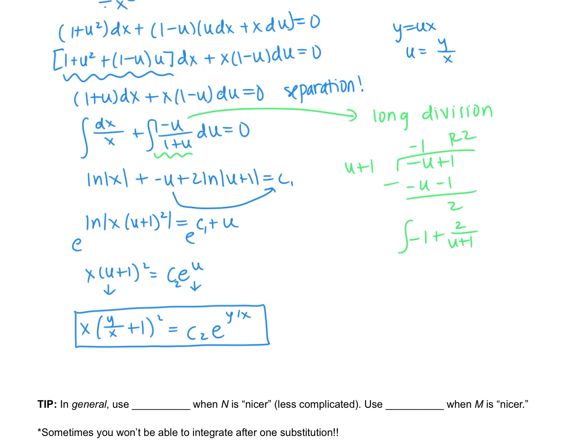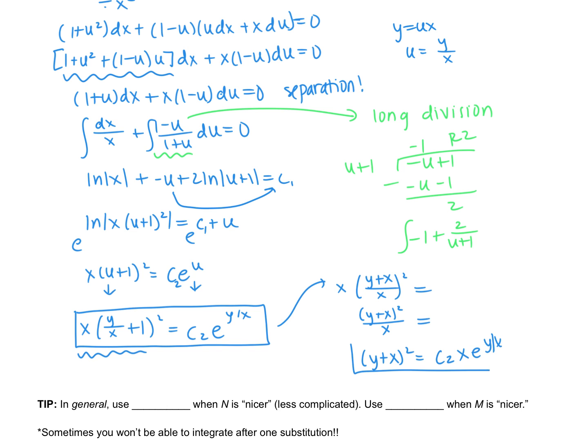Oftentimes what will happen is we will simplify this left side so we don't end up with that fraction y over x. So if you wanted to simplify a little bit more, this is the same as x multiplied by (y + x over x) quantity squared. The right side stays the same. So this is (y + x)² over x. Right side stays the same. Or (y + x)². If I multiply by x, I would get c₂x e^(y/x). So that is another way of expressing the solution.